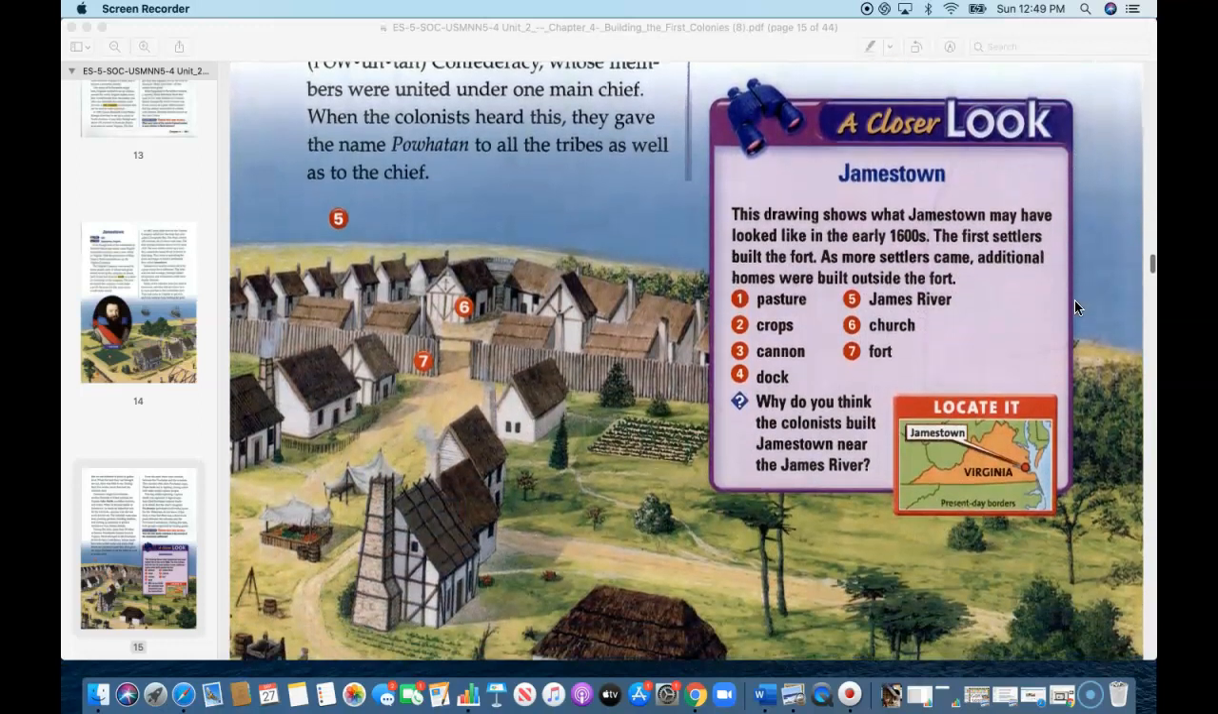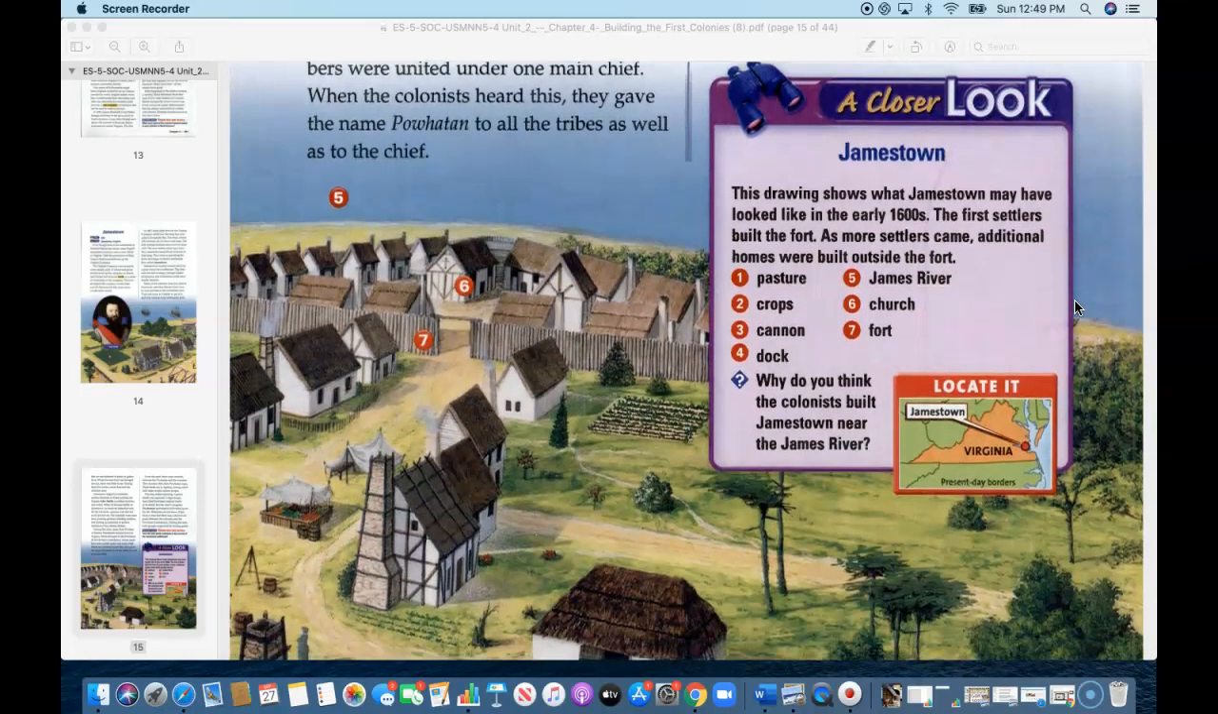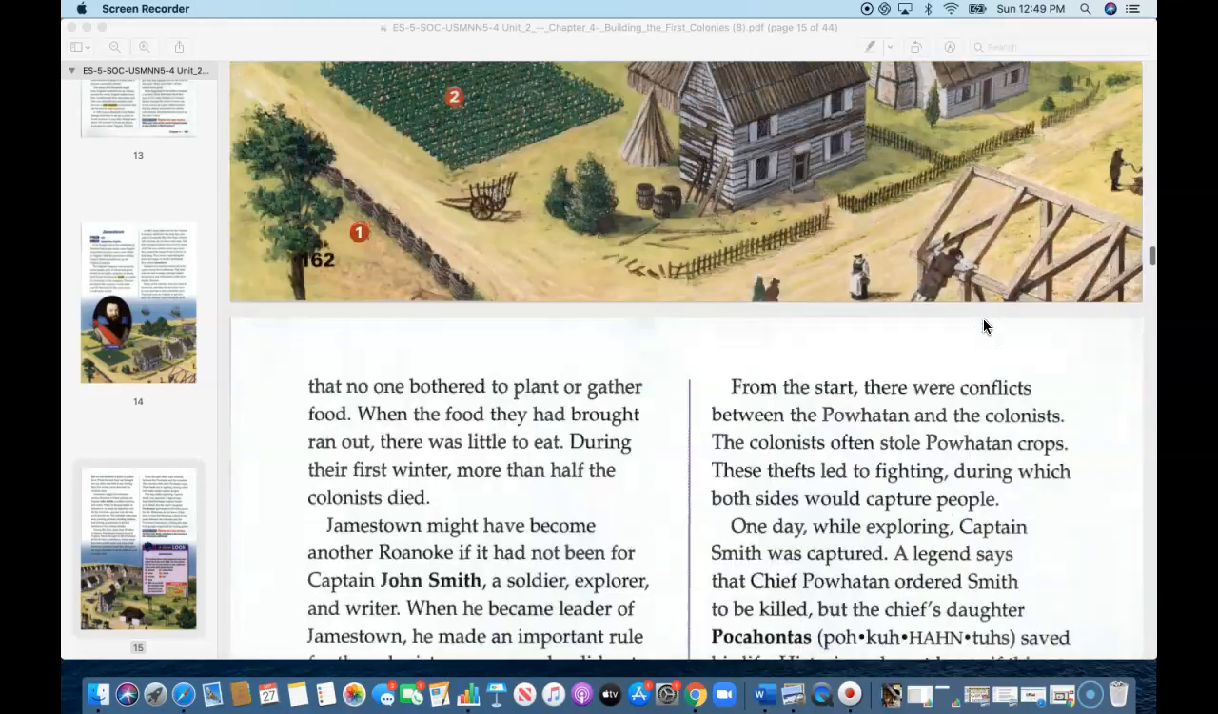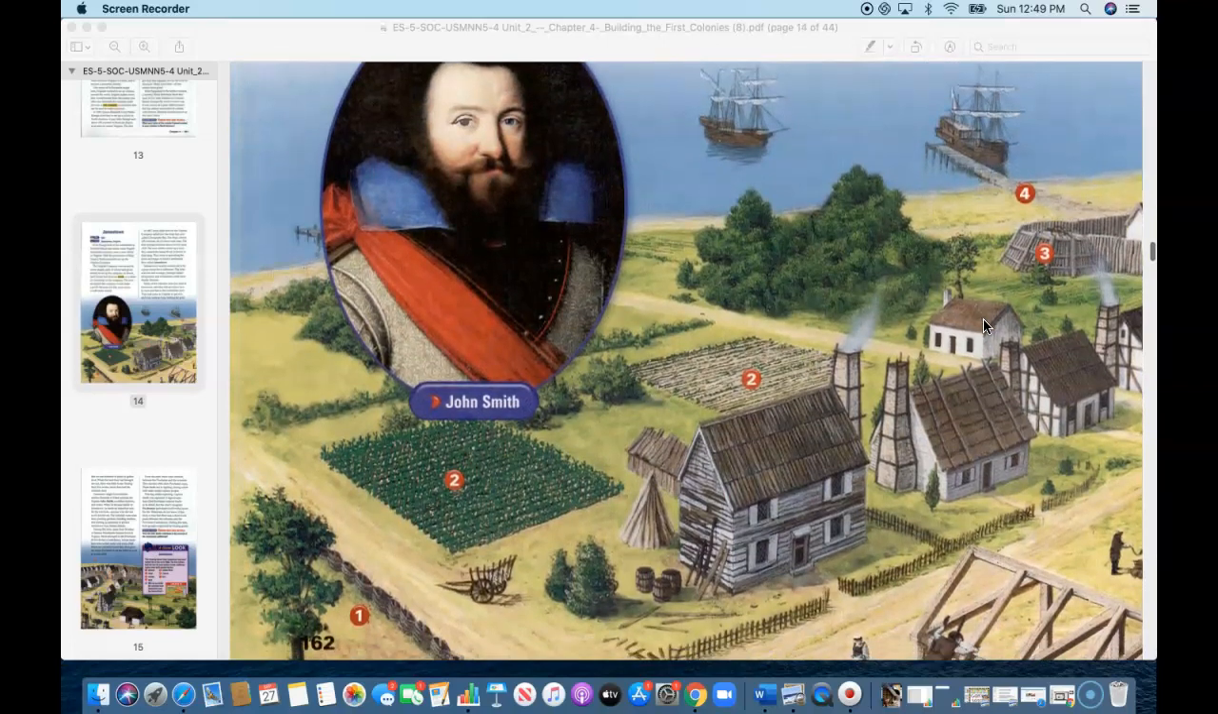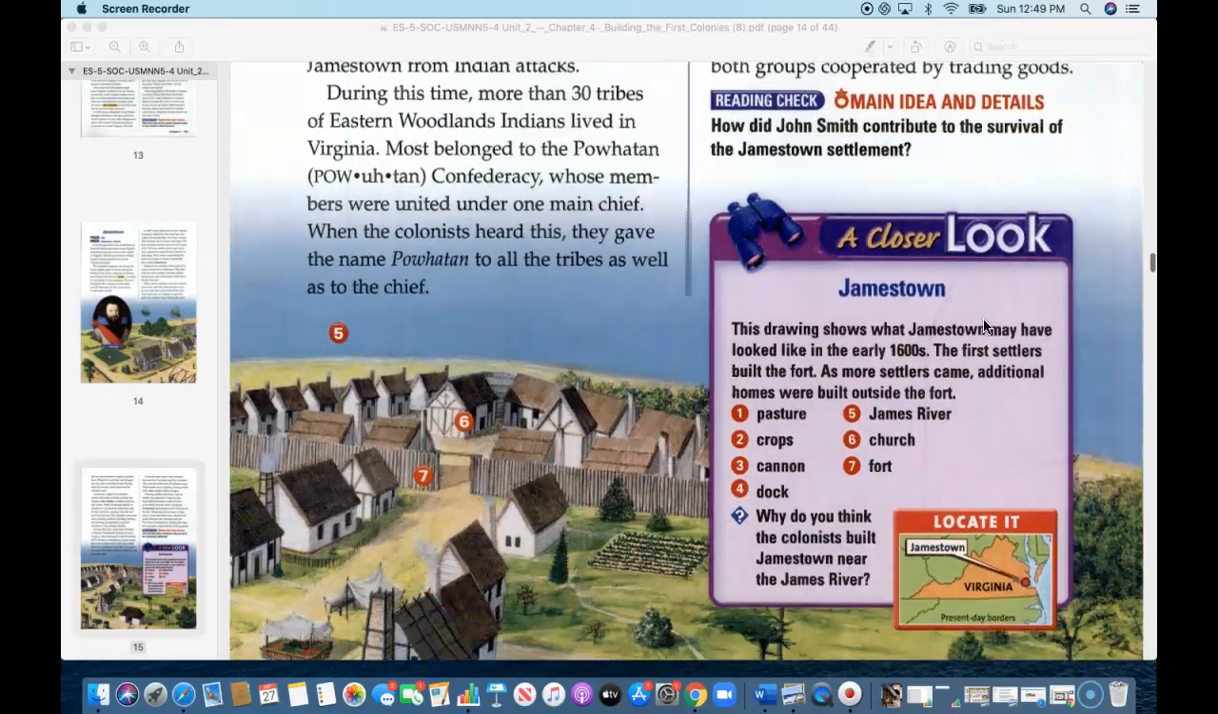Jamestown. This drawing shows what Jamestown may have looked like in the early 1600s. The first settlers built the fort. As more settlers came, additional homes were built outside the fort. So this is a two-page spread, which is hard to show here. But look for the pasture, the crops, the cannon, the dock, James River, the church, and the fort. Go back to the previous page so you can see it. So in your own books, make sure you can locate all those items.